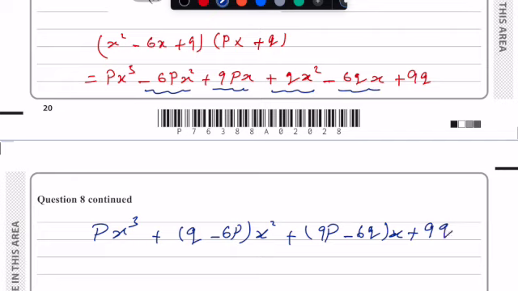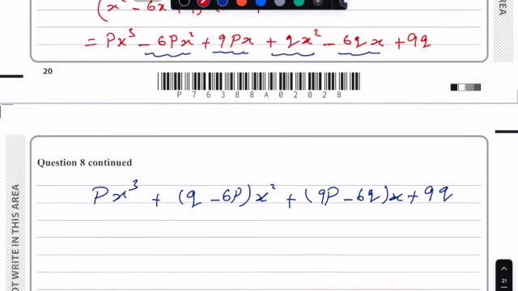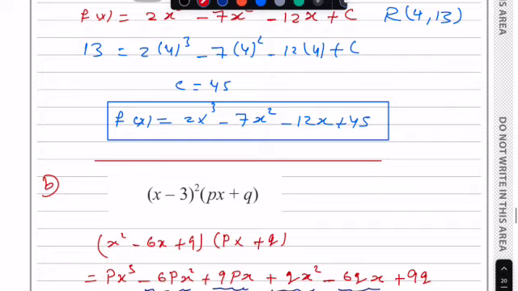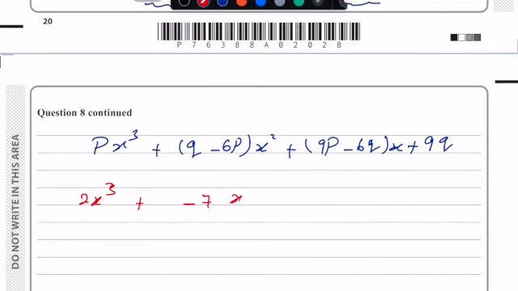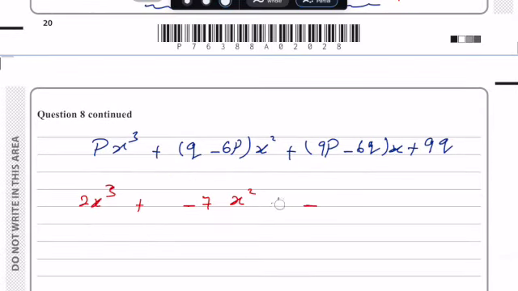If we take this expression and equate it to the other form we've got from f of x, it will be 2x to the power of 3, negative 7x squared. Also, the coefficient of x is negative 12x, plus 45.